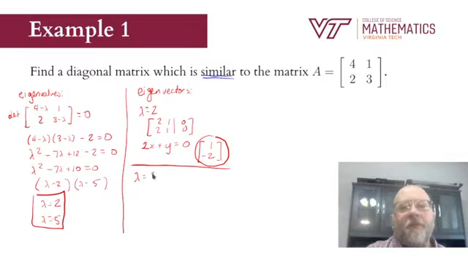Then when lambda is equal to 5, 4 minus 5 is negative 1. And 3 minus 5 is negative 2. That's the equation negative x plus y is equal to 0. The bottom row is just negative 2 times the top row. So if x is 1, then negative 1 plus y is equal to 0, so y is also 1. And that's our second eigenvector.